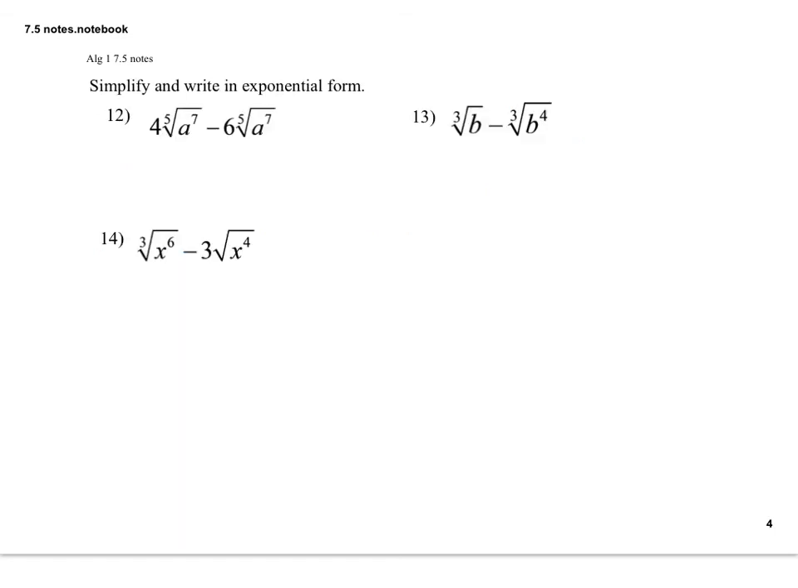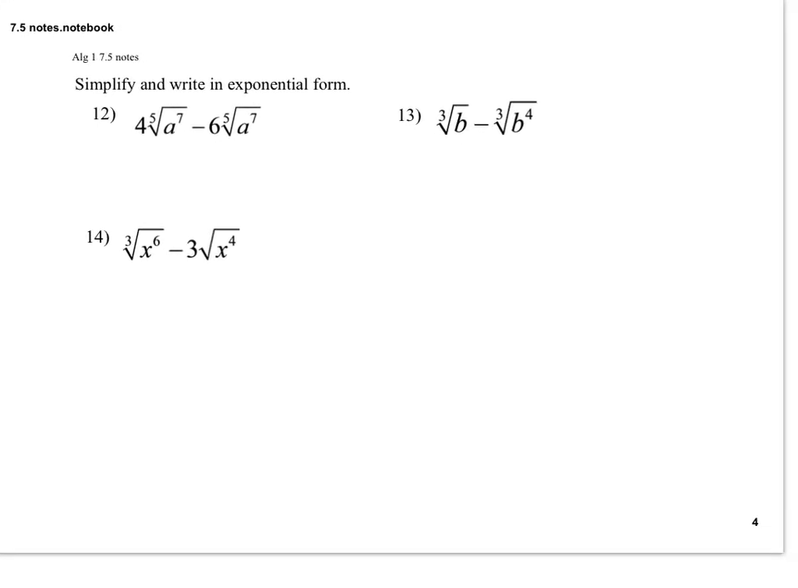All right, so numbers 12, 13, and 14, the instructions say to simplify and write in exponential form. So I'm going to start by doing the writing in exponential form portion. I meant to underline that, not move the entire screen on you. Sorry about that. So really I have 4a raised to the 7/5 power, and I'm subtracting 6a raised to the 7/5 power.